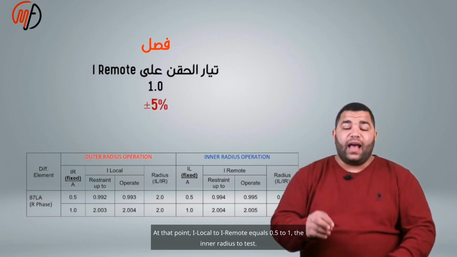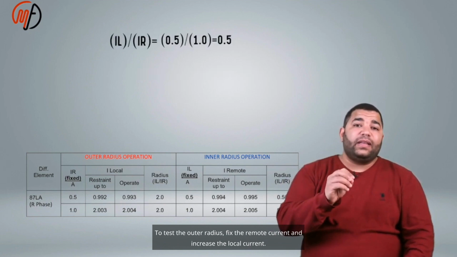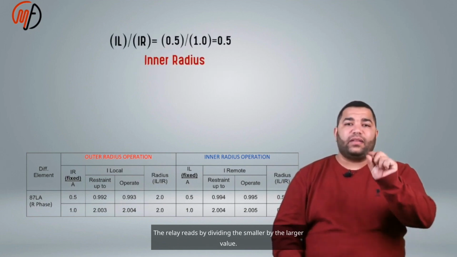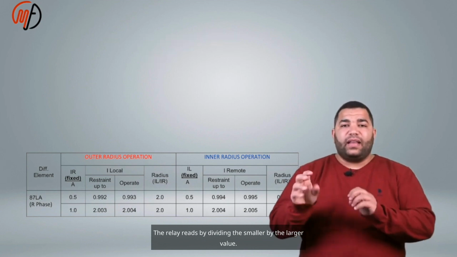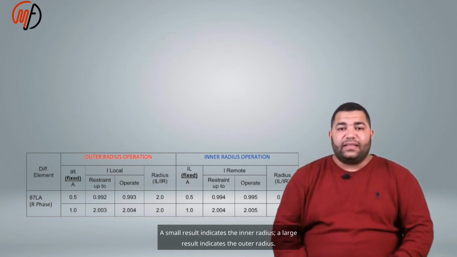At that point, I local to I remote equals 0.5 to 1, the inner radius. To test the outer radius, fix the remote current and increase the local current. The relay reads by dividing the smaller by the larger value. A small result indicates the inner radius. A large result indicates the outer radius.